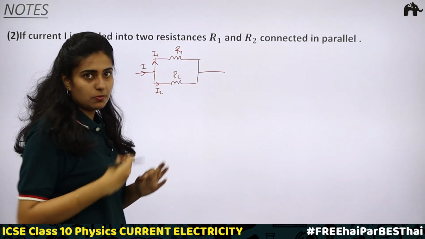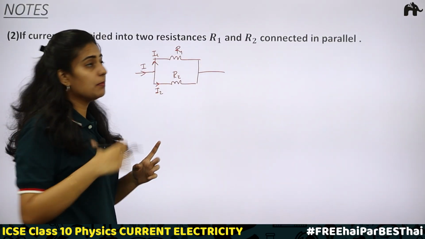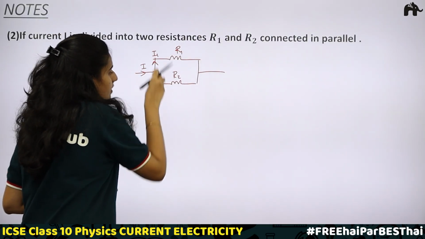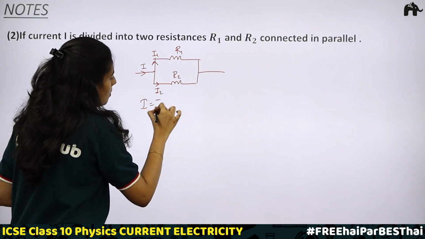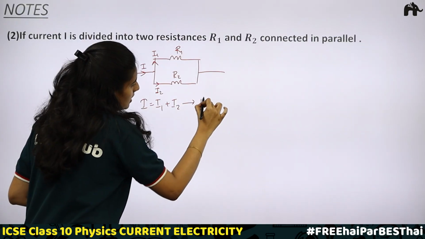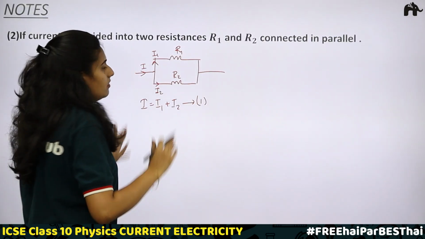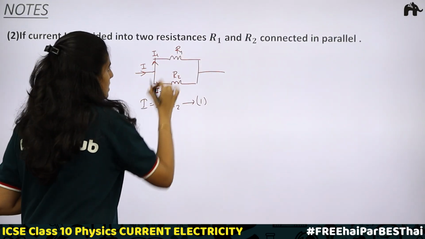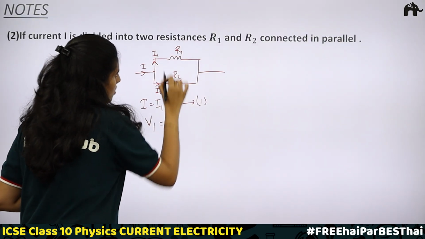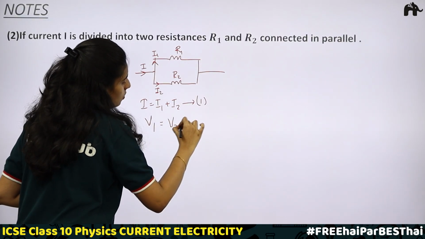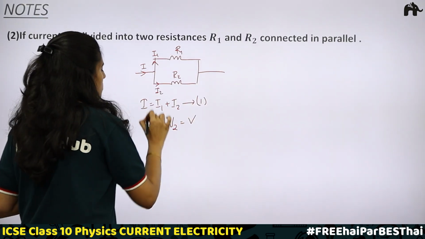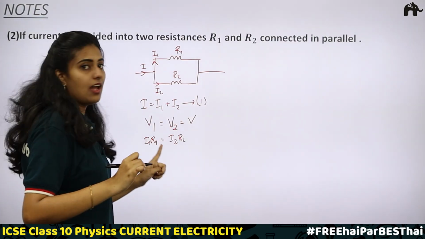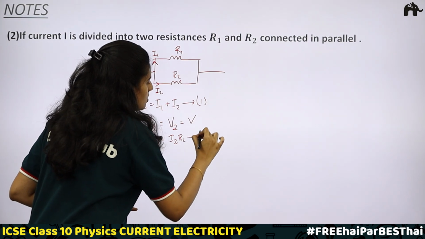We know that in a parallel combination of resistors, the voltage will be the same but current will be different. Okay, so the total current is splitting into I1 and I2. Therefore, I will be the sum of I1 and I2. So this is your first equation. Now the second one: we know the potential difference will be the same. Potential difference across each resistor will be the same, which means if we take V1 across R1 and V2 across R2, both will be equal to V. So V1 will be I1 R1 and V2 will be I2 R2. Okay, therefore I1 R1 is equal to I2 R2, which is your second equation.